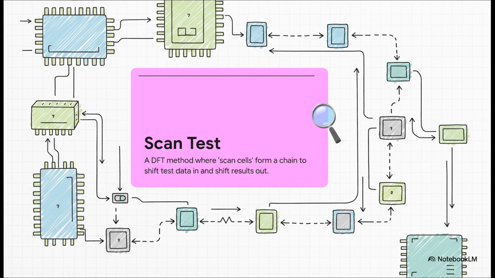Basically, certain memory components in the design get replaced with these special scan cells. In normal mode, they work just like they're supposed to, but in test mode, this is the cool part, they link up together to form this super long chain, a scan chain, that literally snakes its way through the entire chip. It's our secret inspection tunnel.